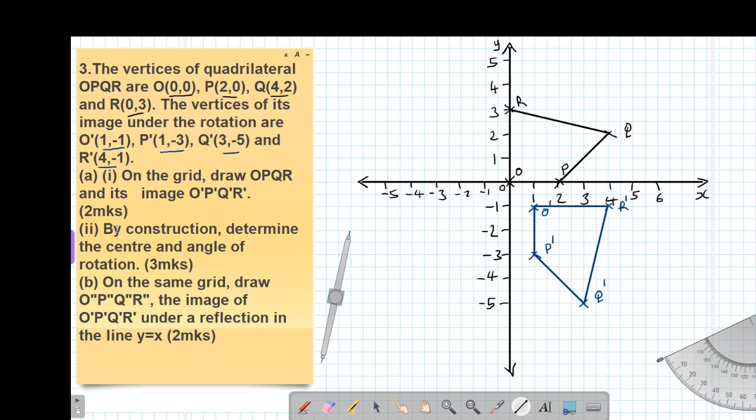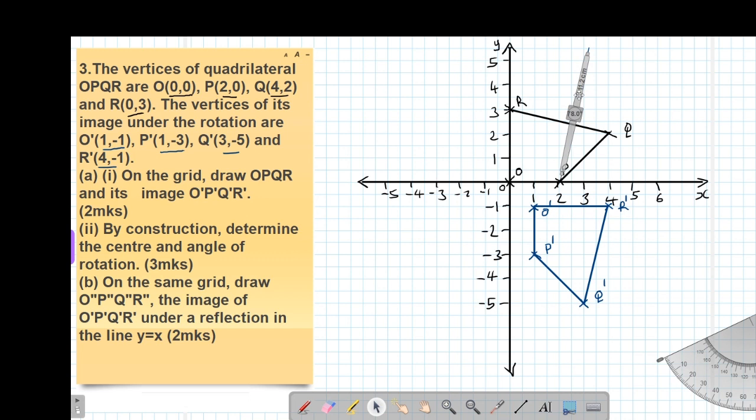Then in Roman 2, we are required that by construction, determine the center and the angle of rotation. So if you want to find the center of rotation, we are simply going to use a pair of compass. So you pick a point, for example, P and P prime. So let me pick point P.